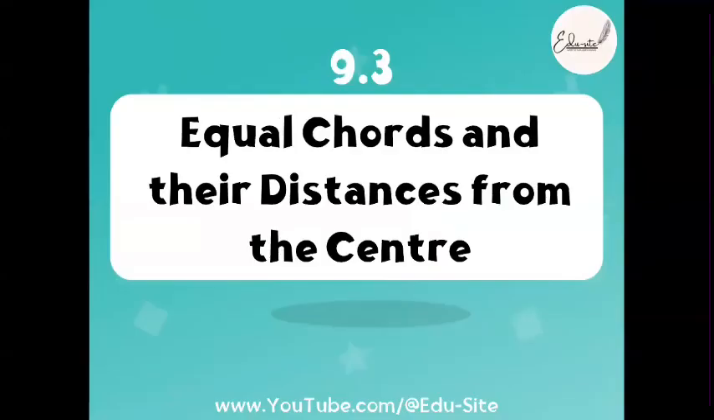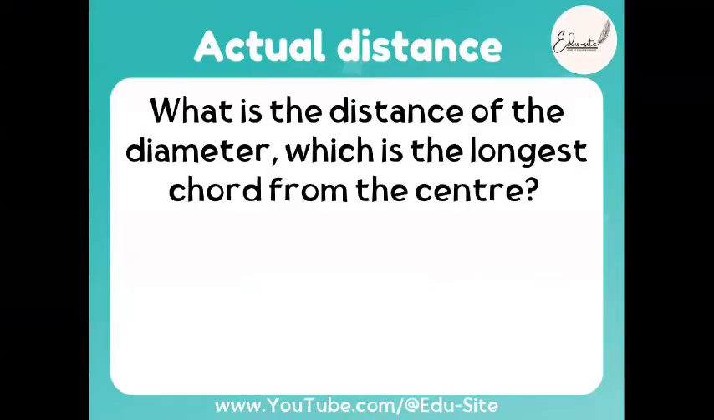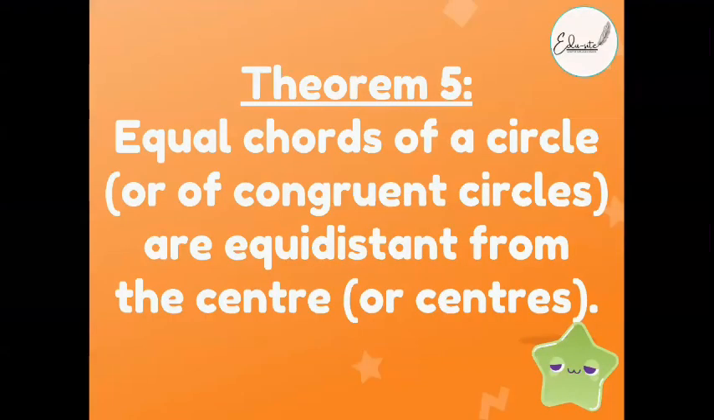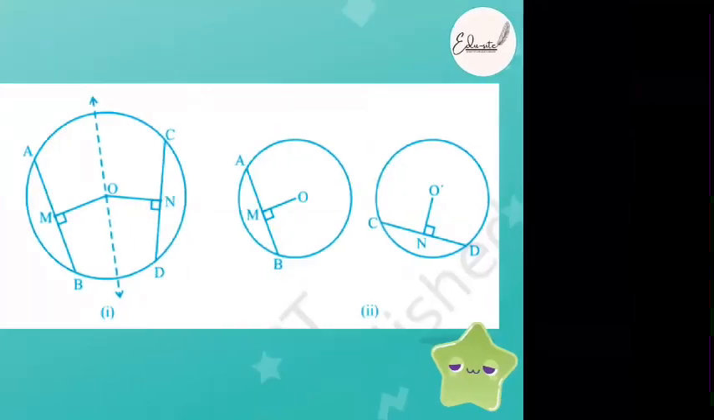And what about theorem number 5, beta? Equal chords of a circle are equidistant from the center. Excellent. This is theorem number 5. And what about theorem number 6? Chords equidistant from the center are equal in length. Excellent. Very good. What about theorem number 7?